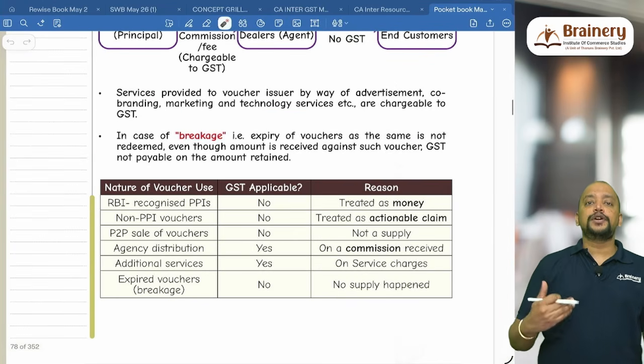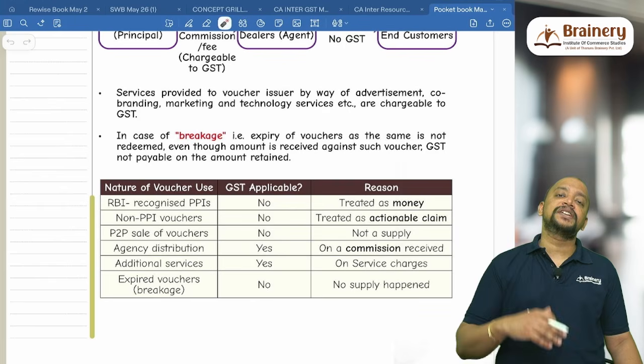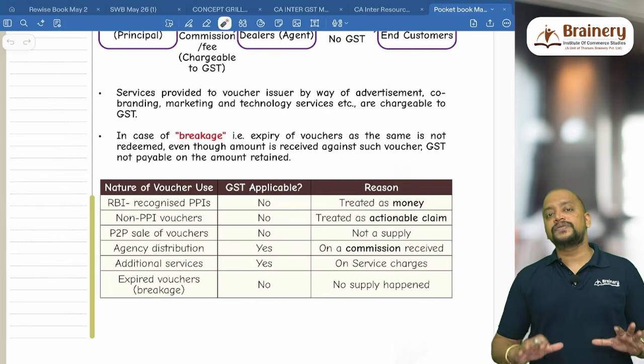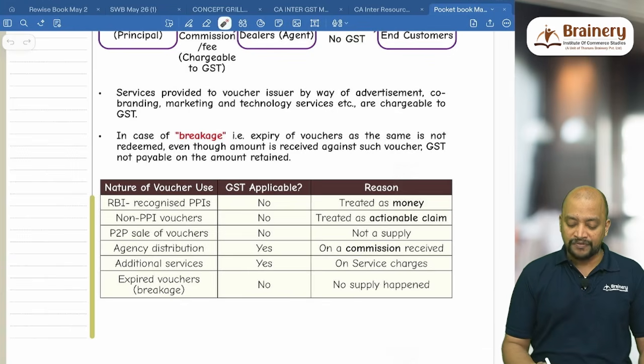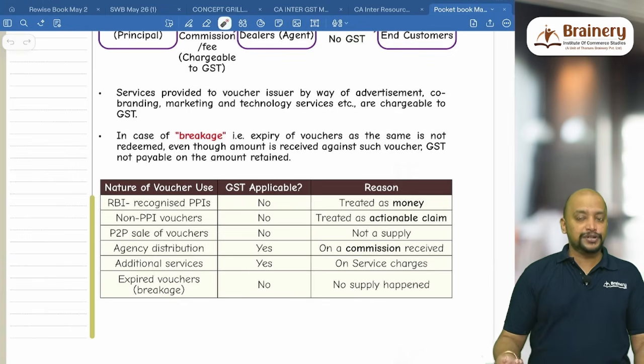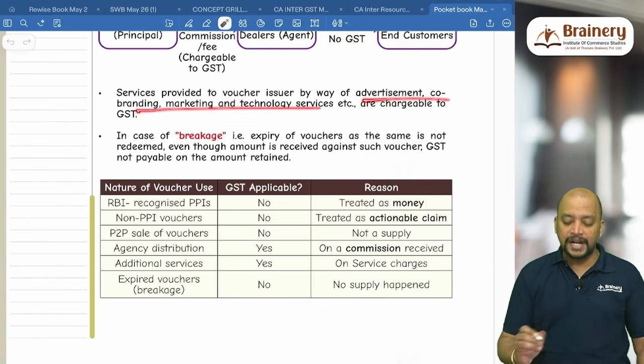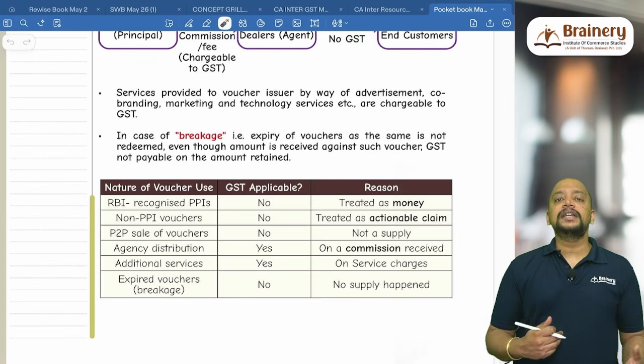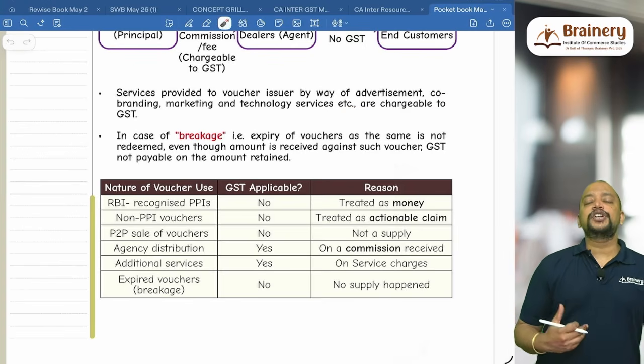Then sometimes, in order to market the voucher, I will be receiving some marketing services or designing services, etc. All those will be covered under supply, that is not excluded from supply. Services provided to the voucher issuer by way of advertisement, co-branding, marketing, technology service, etc. are chargeable to GST. Then in case of breakage, breakage means expiry of voucher.